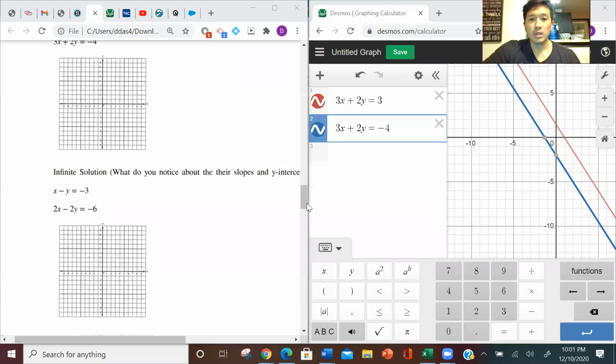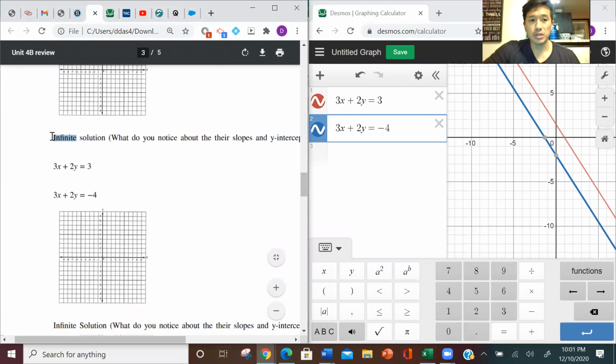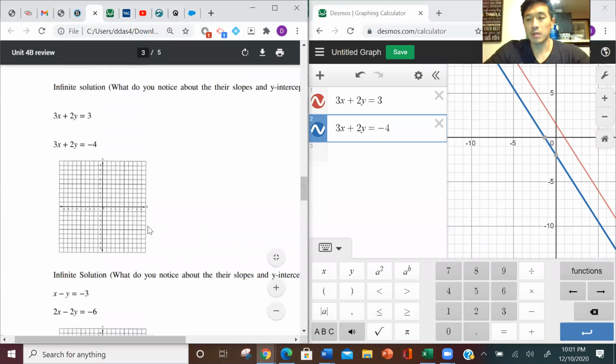So again, review, this should say no solutions for the middle graph. The bottom is infinite.